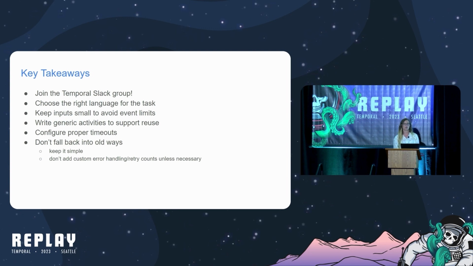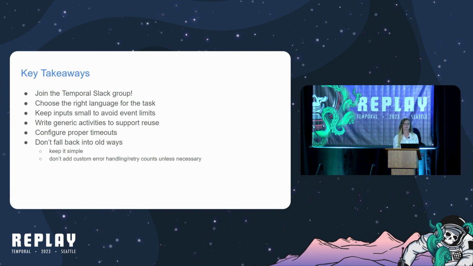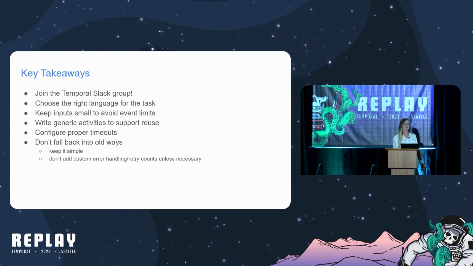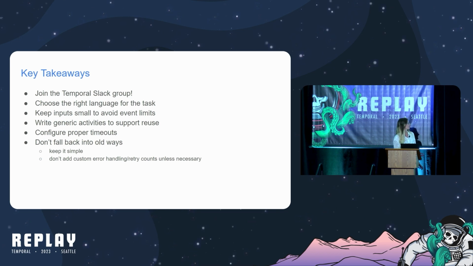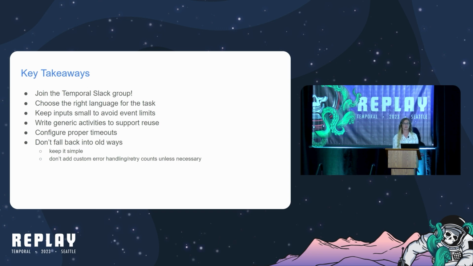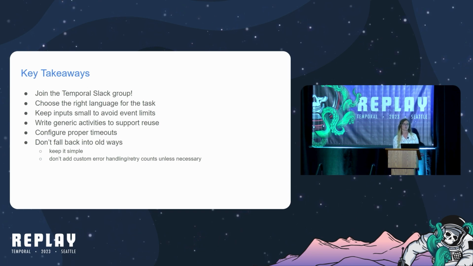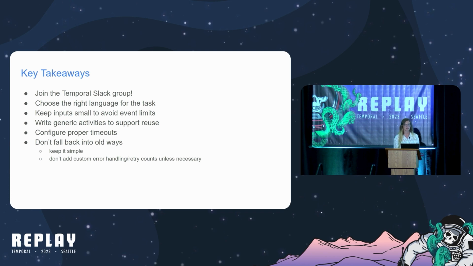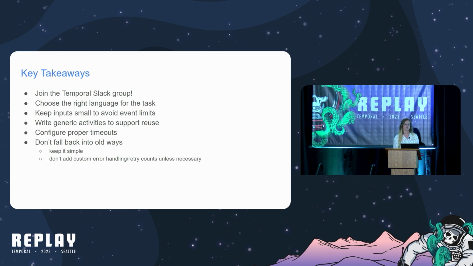Keep your inputs small to avoid event limits. As you saw with all of our workflows, we were passing in an S3 URI instead of the actual raw data file. When possible, write generic activities. Definitely don't force it, but when you have complex business logic that you don't want to have to rewrite, especially across different languages, this was really helpful and something that really sped up our development.